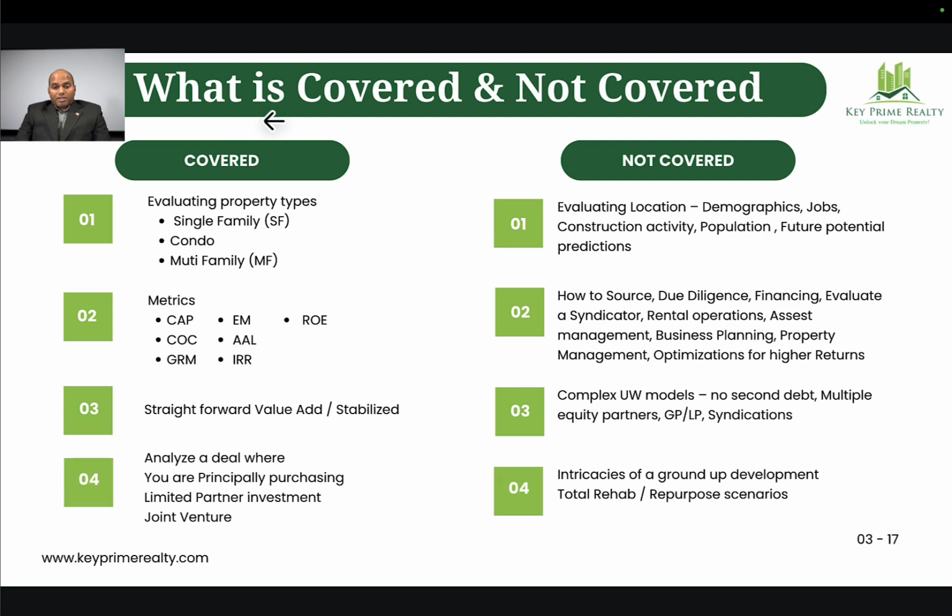The underwriting itself is a huge subject. I know there are courses designed around it, including some probably college degrees. So what we cover in this 1 hour session is the evaluation of simple property types like a single family or a condominium or a multifamily with typically about 1 to 20 units or 1 to 30 units, something like that. The metrics that we'll be looking at are cap rate, cash on cash, gross rent multiplier, equity multiples, average annual return, internal rate of return, and return on equity. So those are the metrics that we'll go through. Straightforward value add or stabilized properties, not like a ground up development.